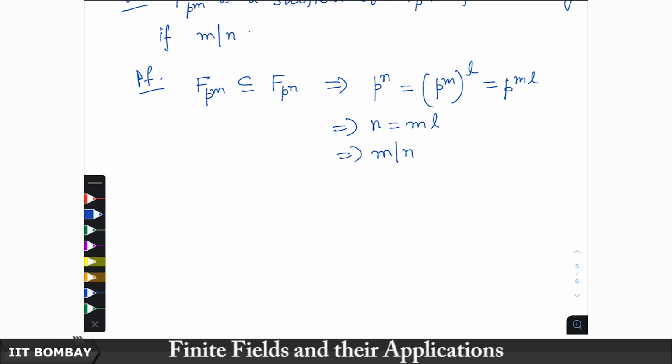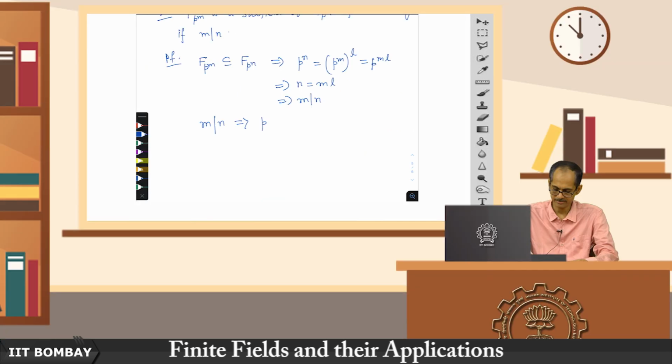Now, if m divides n, does it always mean that it is a subfield? So, this is also true, and this can be proved also quite easily. m divides n implies that p power m minus 1 divides p power n minus 1. You can factorize p power n minus 1 easily by writing n equal to mL. One can factorize this with this as a factor.